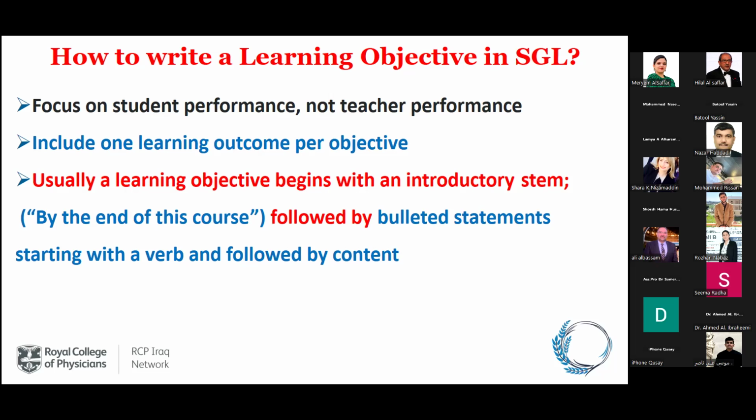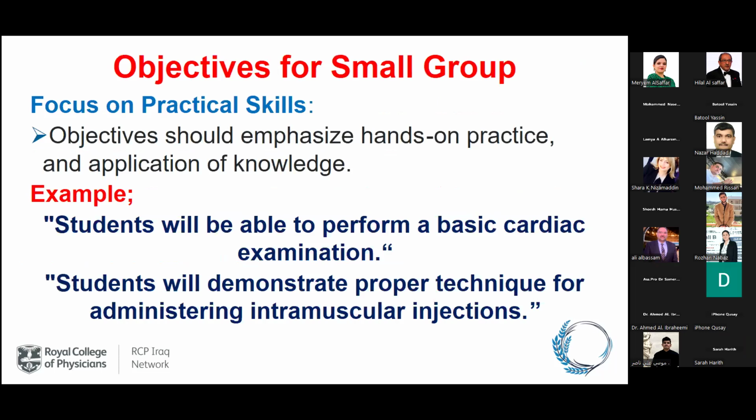You have to include usually one learning outcome per objective. Don't make it difficult. Don't make it complex. Very simple. Simplicity is beauty and is understandable. Usually, of course, in the frame of writing an objective, we start with a statement that by the end of this session, by the end of this course, the student will be so and so, and then it will be followed by bulleted statements, each statement starting with a verb, followed by the content, as Dr. Basim precisely gave.